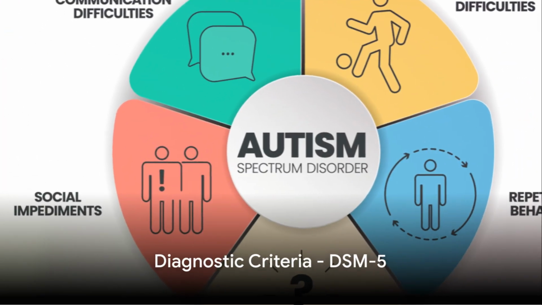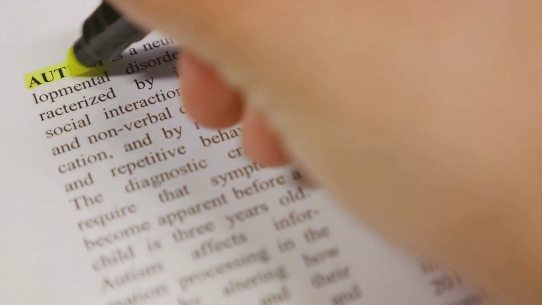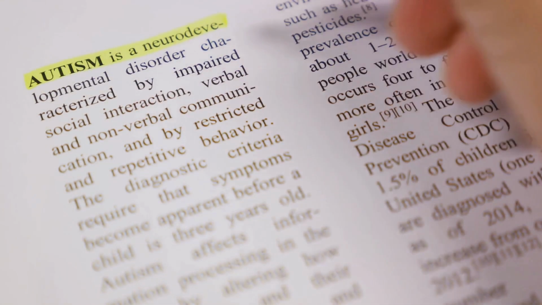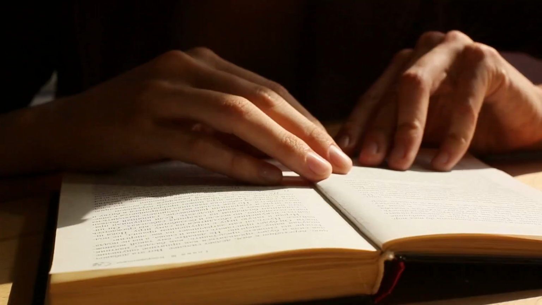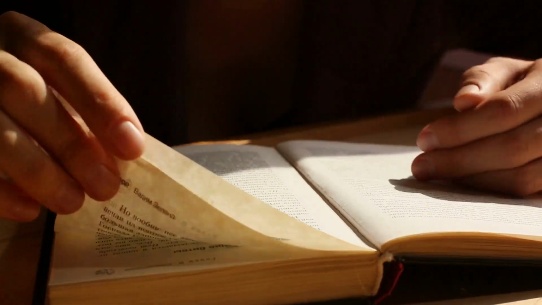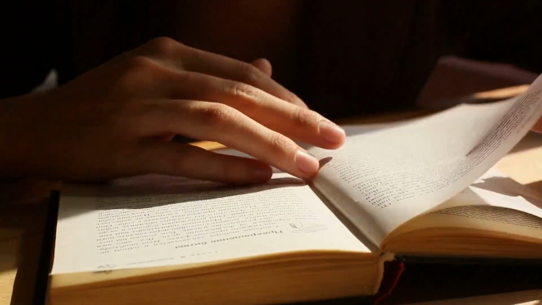On the other hand, the DSM-5, the Diagnostic and Statistical Manual of Mental Disorders, 5th edition, also outlines similar criteria for diagnosing autism spectrum disorder. Just like the ICD-11, it highlights persistent deficits in social communication and interaction, as well as restricted, repetitive patterns of behavior. However, the DSM-5 takes a slightly different approach in its criteria.